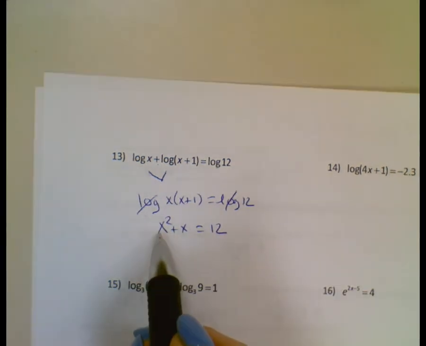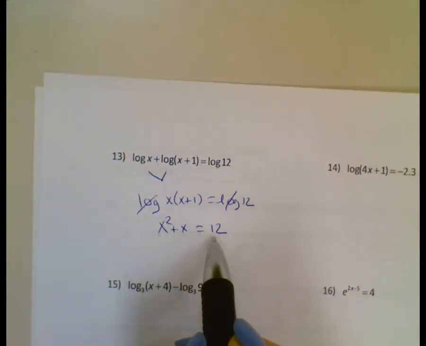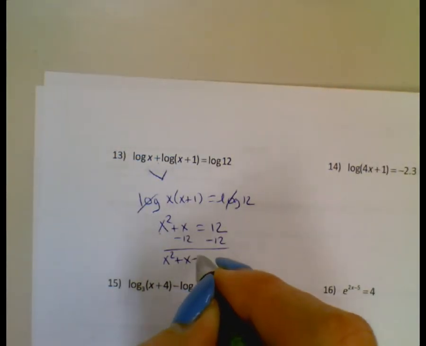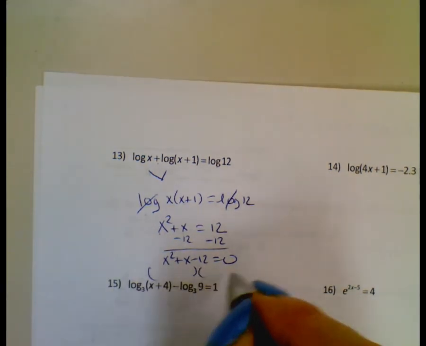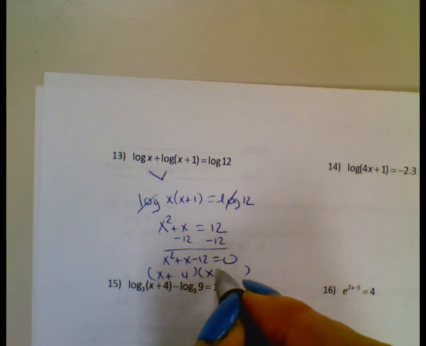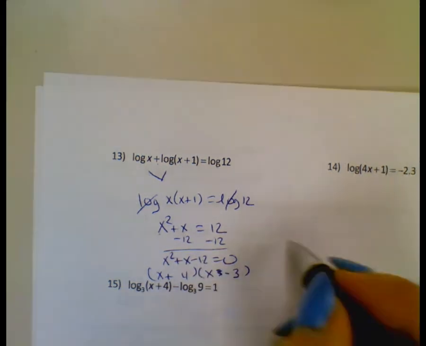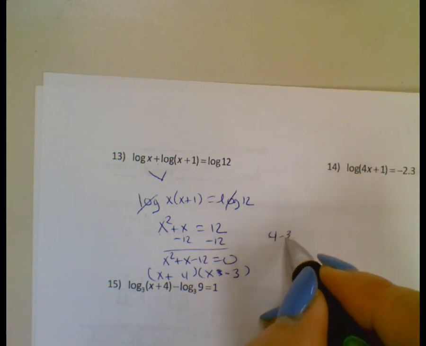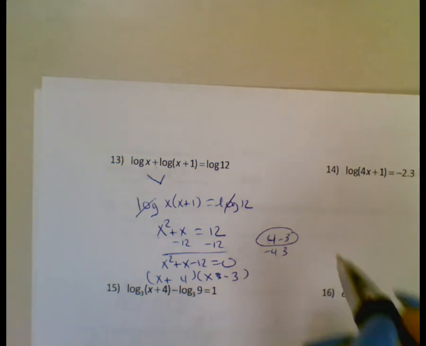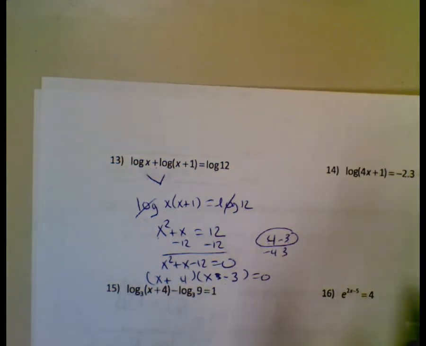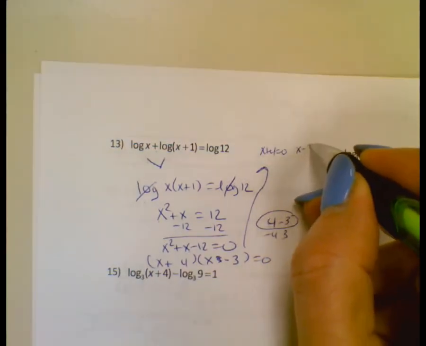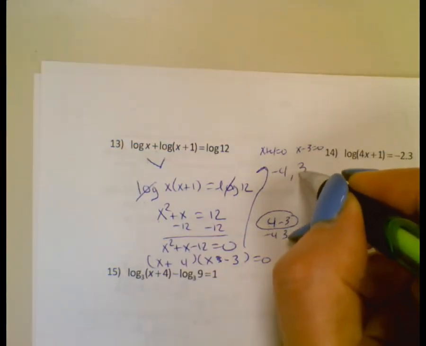Whenever you have an x squared, it means you have 2 answers, and one side has to be equal to 0 so that you can factor. So we're going to subtract 12 from this side, and we're going to factor. So we have x and x, and oops, I think that's going to be a minus 3. Factors of negative 12: 4 and negative 3, or negative 4 and 3, and we want them to equal 1. So we chose 4 and negative 3. So x plus 4 equals 0, and x minus 3 equals 0, so x is negative 4 and 3.